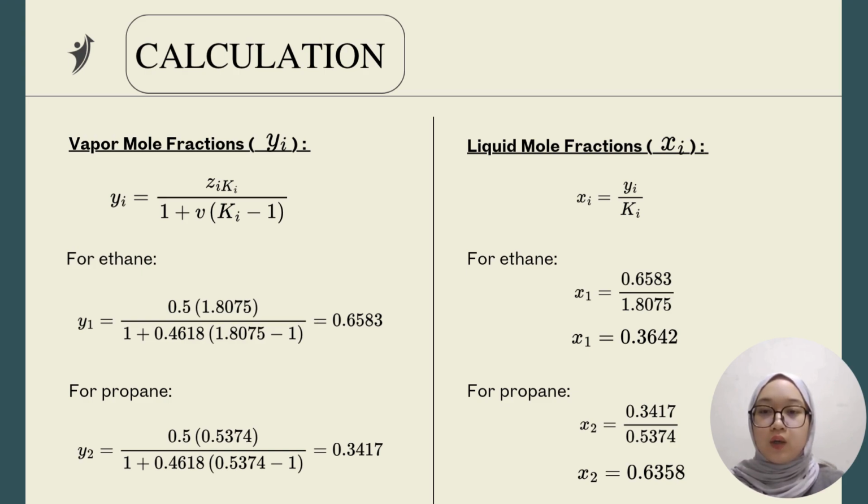From this result, we can observe that ethane is more concentrated in the vapor phase, whereas propane is more concentrated in the liquid phase. This behavior is expected because ethane is more volatile than propane.